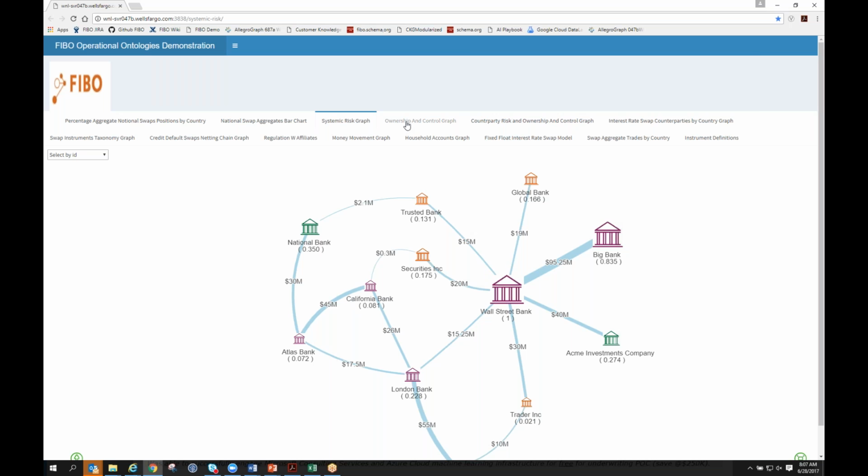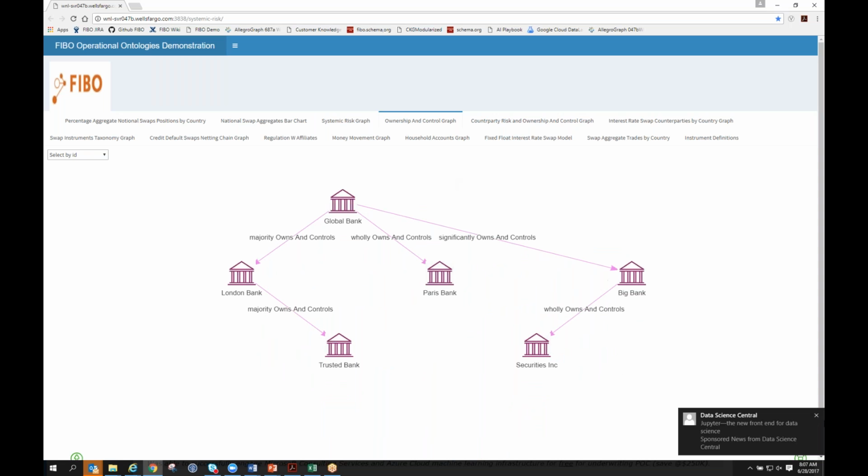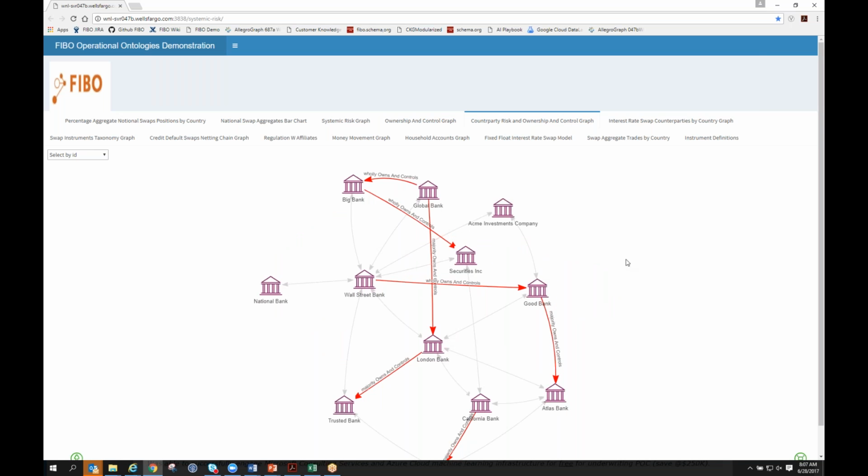You can also look at ownership and control relations between different entities, and we can capture the meaning within FIBO of what majority owns and controls is and how that's different from significantly owns and controls or wholly owned controls. And then you could superimpose these two graphs together.